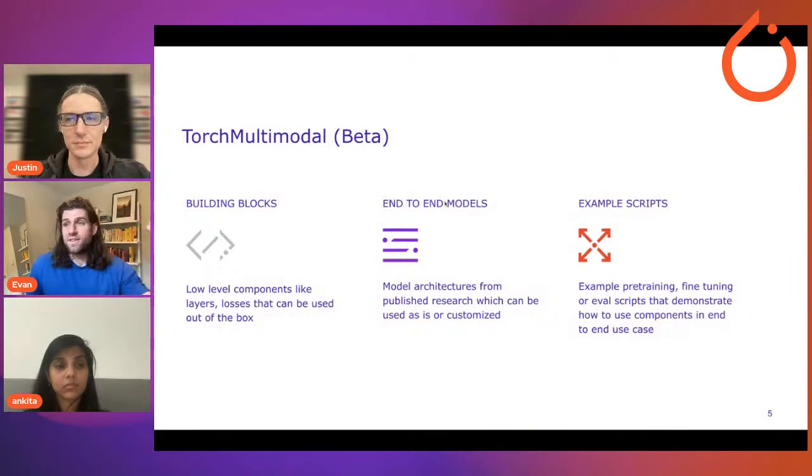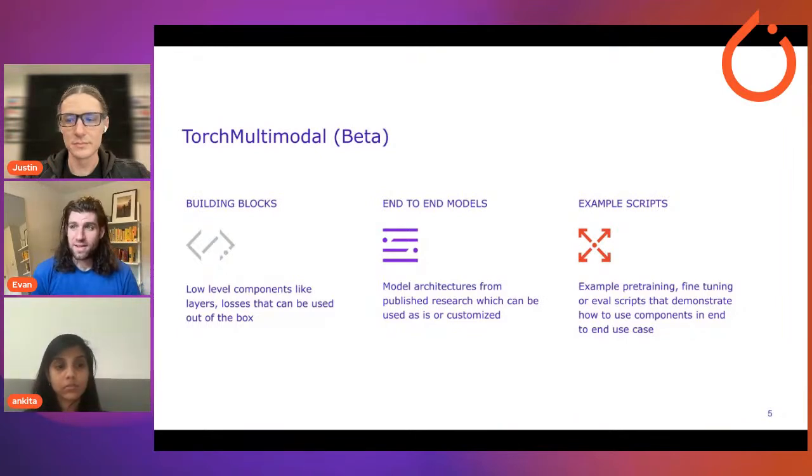At a slightly higher level, we have full end-to-end models. I mentioned before, you can write one line of code and import a state-of-the-art model from research with pre-trained weights. You can also tinker with that as well. There is some flexibility there too. If you want to swap out one of the encoders or the fusion module, that's all stuff that we support.